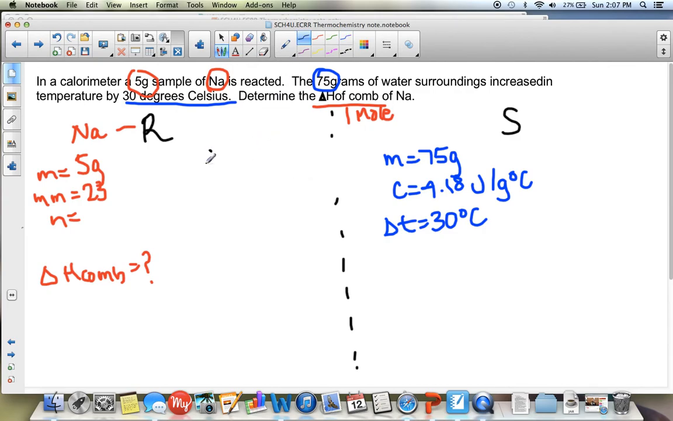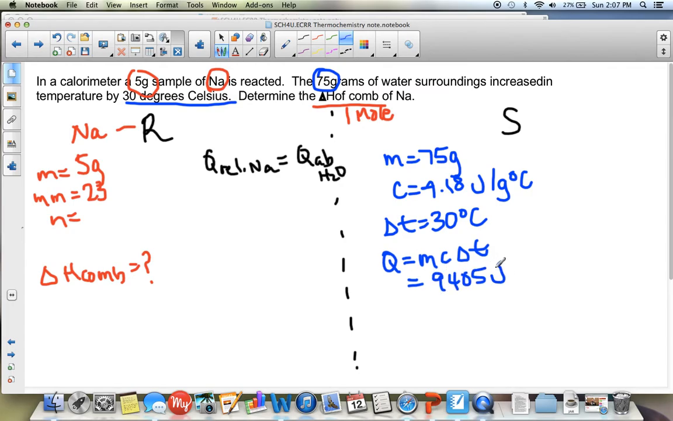First law of thermodynamics says the Q released by the sodium will equal the Q absorbed by the water. We can find the Q of the water using Q equals mc delta T. So when we do the information here, what we'll find is that there's 9,405 joules of energy released when 5 grams are reacted.